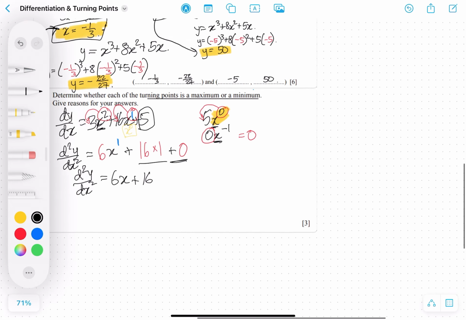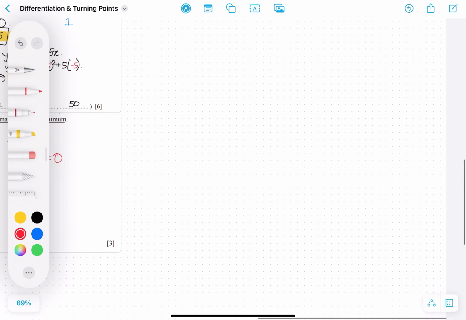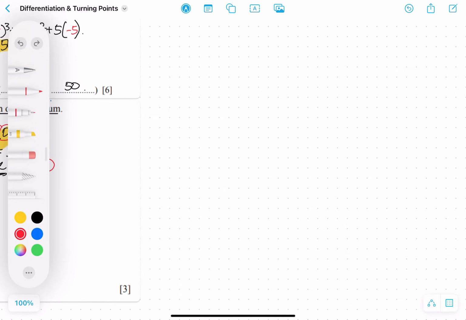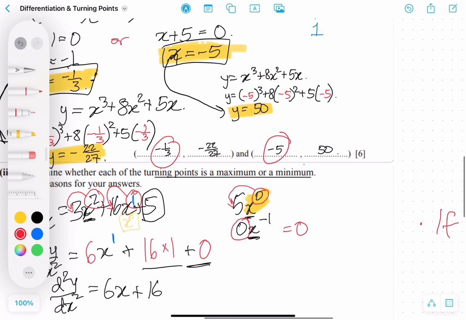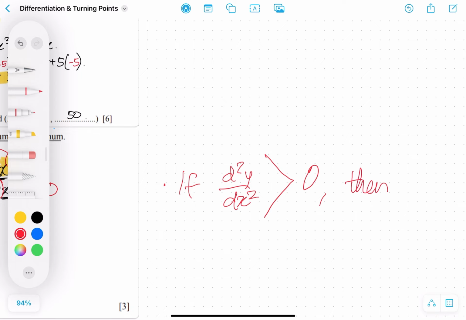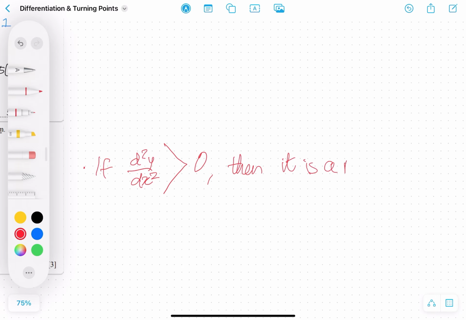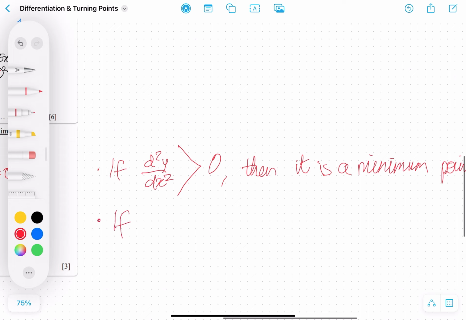Well, this is a key thing for IGCSE. This is a key point you need to know, and I'll illustrate this shortly. But we need to know that after substituting these x values into the second derivative, if the resulting value is greater than 0, then it is a minimum point. And if the result is less than 0, then it is a maximum point.